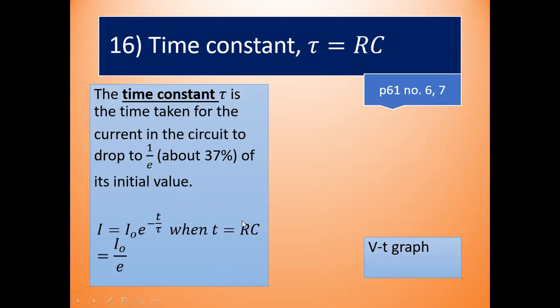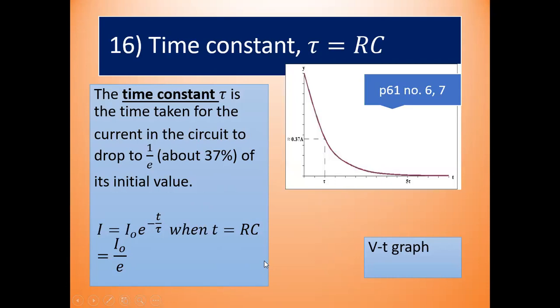We put our RC, our tau, into here. Then this becomes e to the power minus 1. So I naught times 1 over e. That's how we get the value, 37%. Okay, so that's how the graph looks. This is your I naught, and at infinity it goes to 0. So for the time constant, normally that's how we sketch the graph. At one time constant, that is your 0.37, or we just estimate about 1/3.